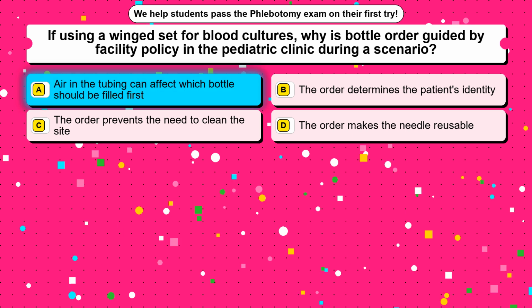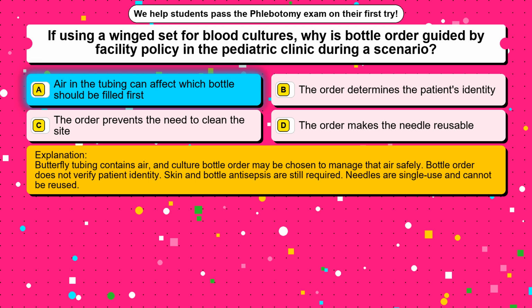The correct answer is option A. Air in the tubing can affect which bottle should be filled first. Butterfly tubing contains air, and culture bottle order may be chosen to manage that air safely. Bottle order does not verify patient identity. Skin and bottle antisepsis are still required. Needles are single-use and cannot be reused.